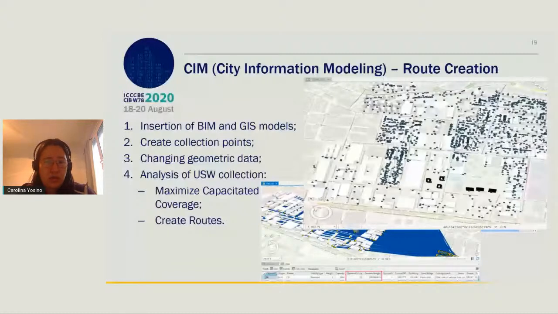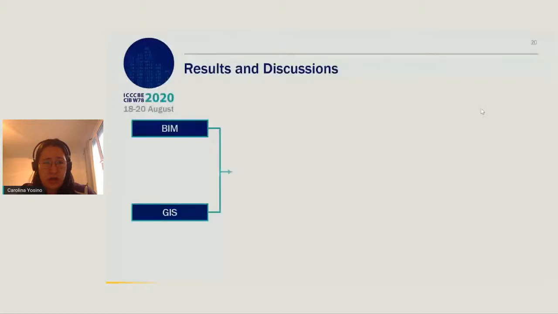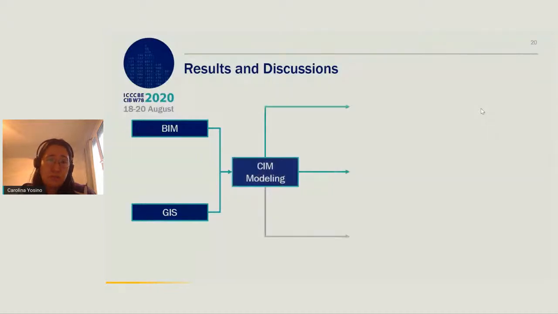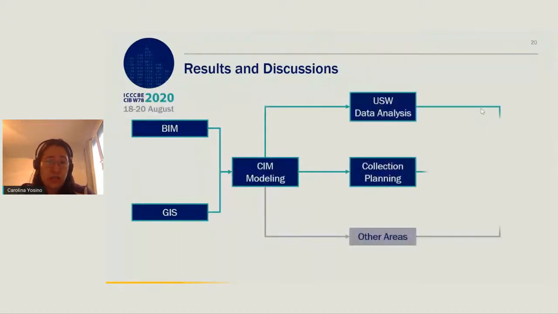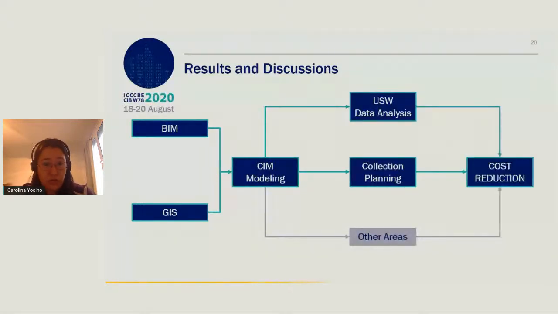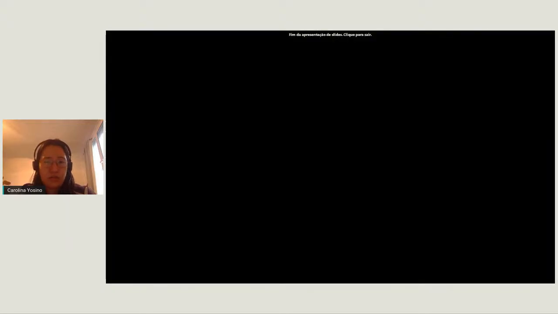So the conclusions: this work uses CIM based on GIS and BIM to save public costs in Brazil through optimized collection planning. Lastly, this model can be used for other areas such as energy, sewage, and public lighting. So that's it. Thank you very much.